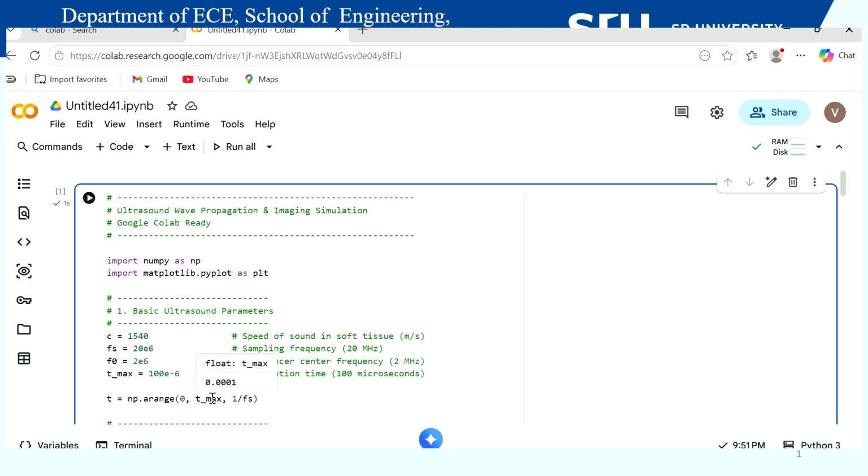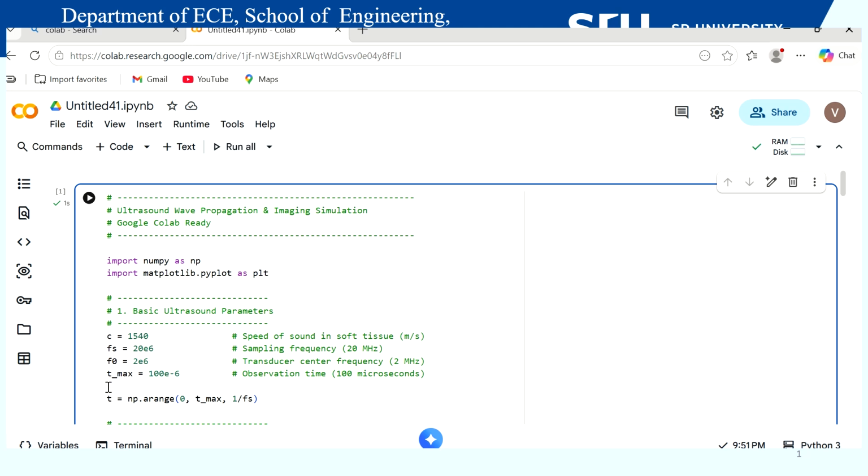Then F naught equal to 2 into e power 6. The transducer center frequency is equal to 2 megahertz. And what is the transducer center frequency? This is the frequency of the emitted ultrasound wave. And then T underscore max is equal to 100 e power minus 6, the total observation time. It is equal to 100 microseconds. This determines how deep we can see.